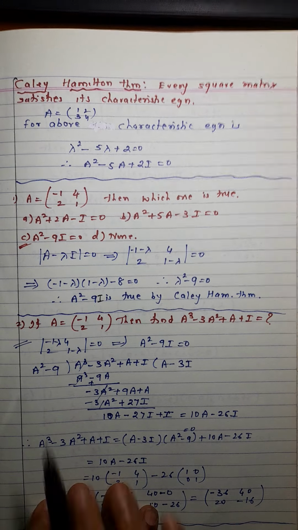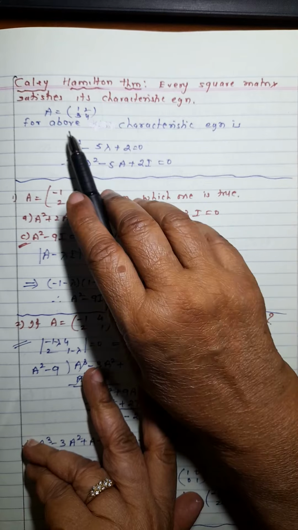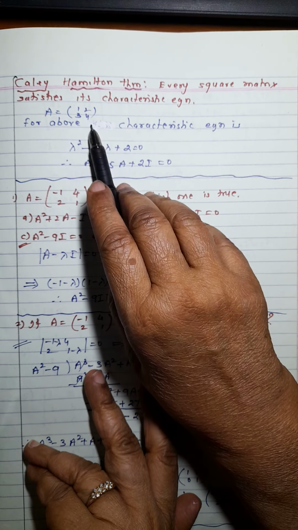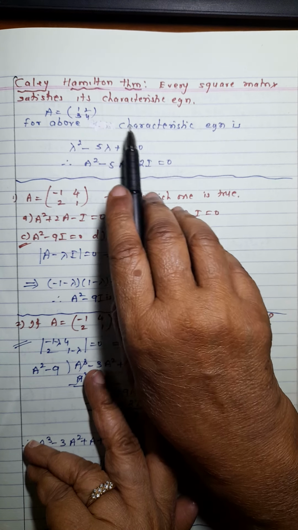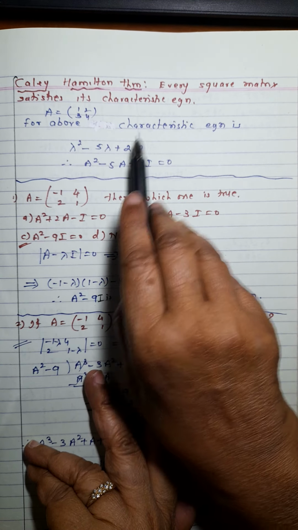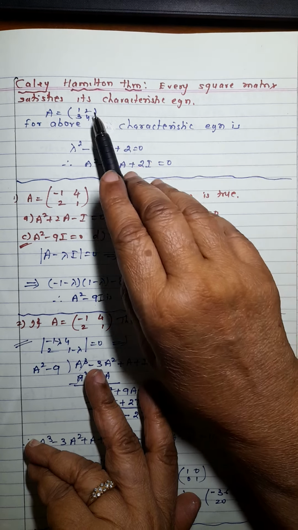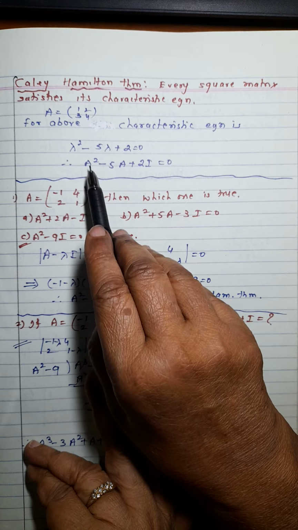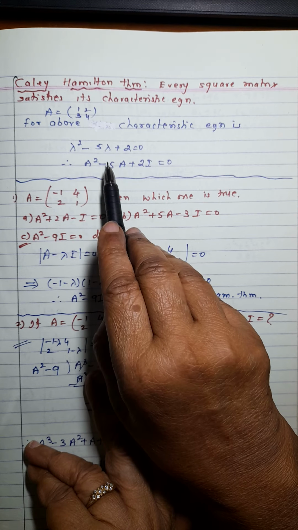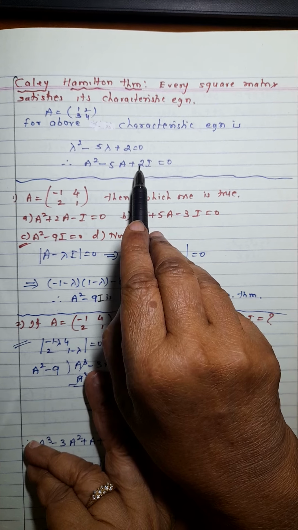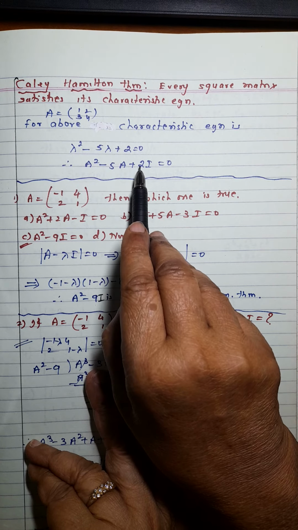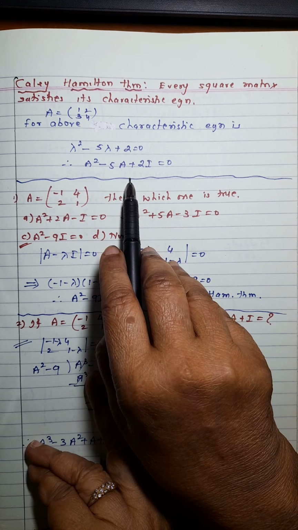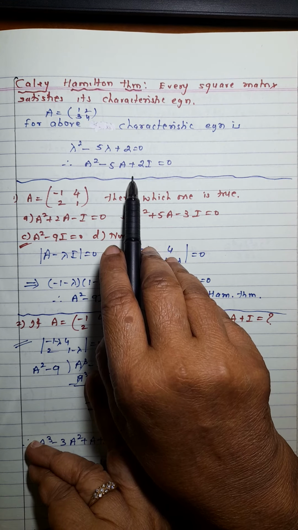There is one theorem, the Cayley-Hamilton theorem. Every square matrix satisfies its characteristic equation. This is the matrix we have taken last time for the above characteristic equation. According to this, every square matrix satisfies its characteristic equation, meaning instead of lambda, if you write A, it will be true. So A square minus 5A plus 2, I cannot write a single 2 because these are matrices, I must write 2 into I, the identity matrix, is equal to 0. Very important property. With the help of this, we can solve many difficult problems.